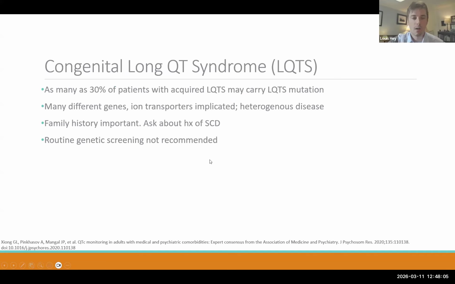Congenital long QT, that is a lecture in and of itself, but I'll just briefly touch on that because it is fairly common, especially in patients that are diagnosed with quote unquote acquired long QT. There's been some good research showing that about 30% of those patients that are called acquired long QT carry at least one of those mutations for a congenital long QT.